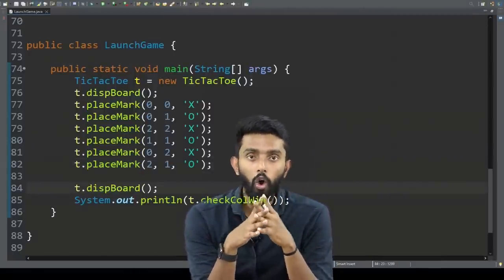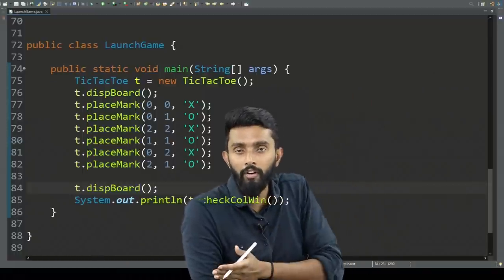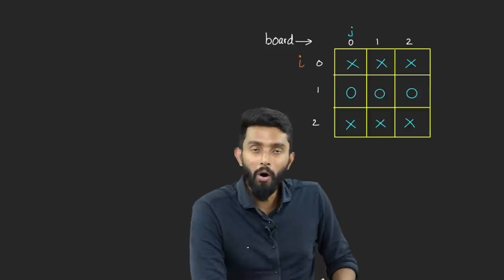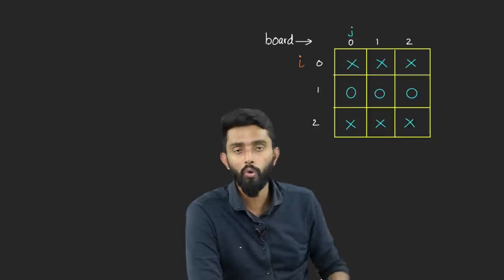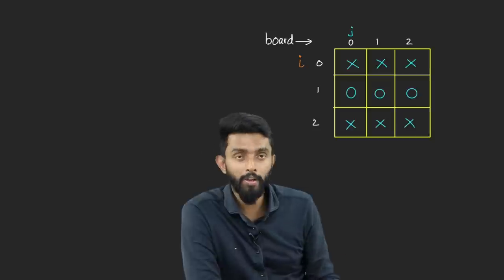Naturally, if there is going to be a column win condition, there is also going to be a row win condition, there is also going to be a diagonal win condition. And how to code that? Let's explore. Now, it's time for us to look at row win conditions. As you can see, this is also a row win, this is also a row win, this is also a row win. Now, how does one check for row win? It's very simple. Row wise, you need to check.